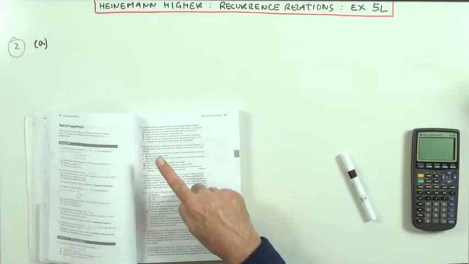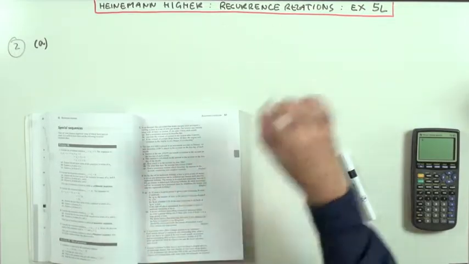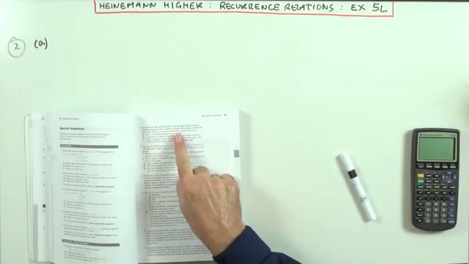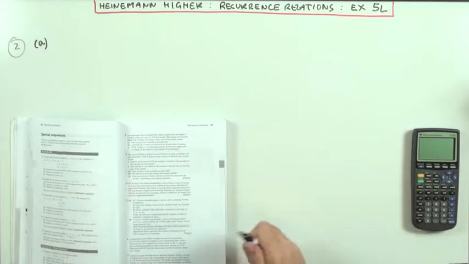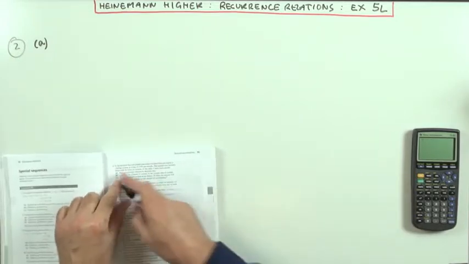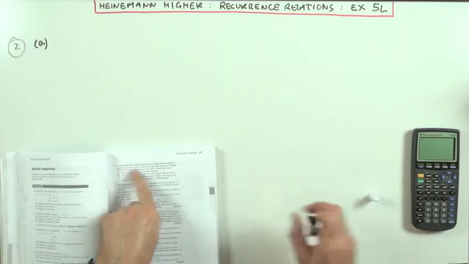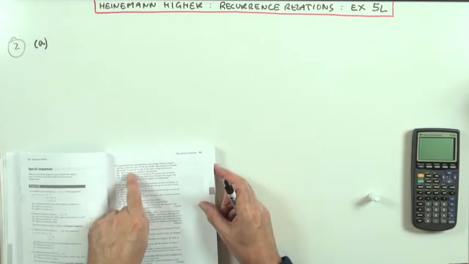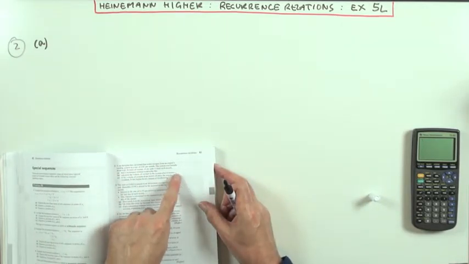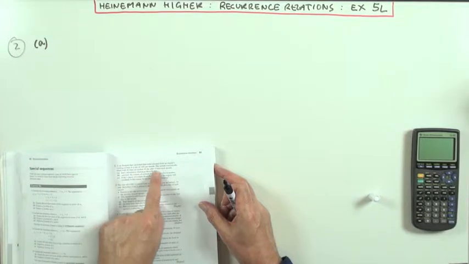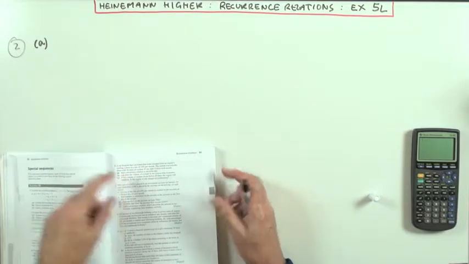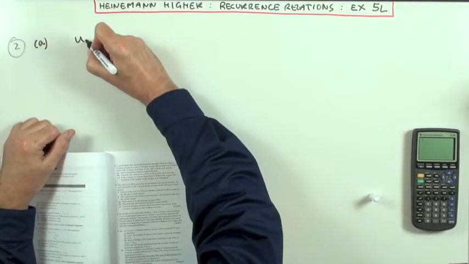Heinemann Higher, Chapter 5, Recurrence Relations, mixed exercise at the end, exercise 5L, number 2. The word in the question is that it escapes at the rate of 10% a month. It initially holds 36 litres and you add 4 litres each month. Find a recurrence relation. Well, it would be this.